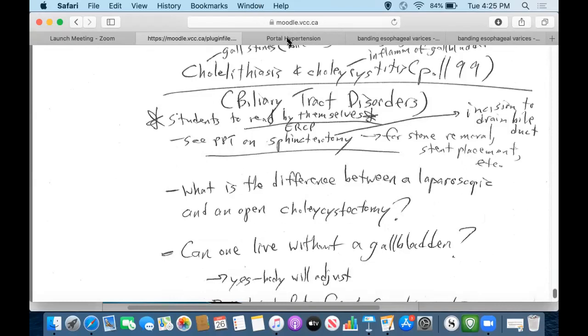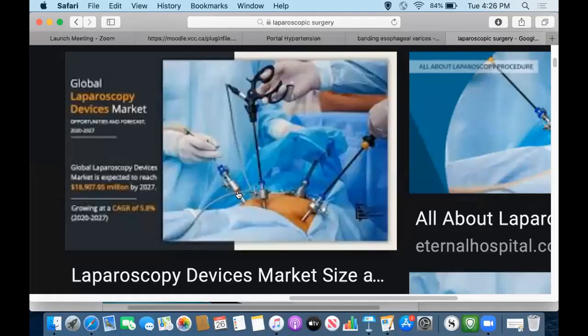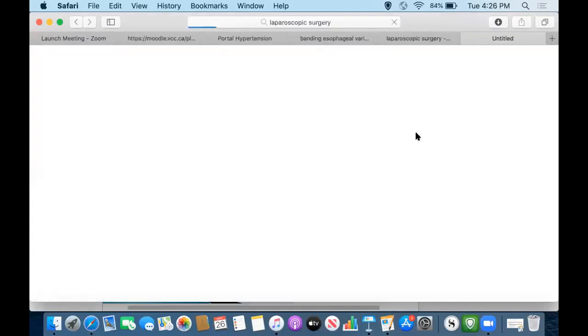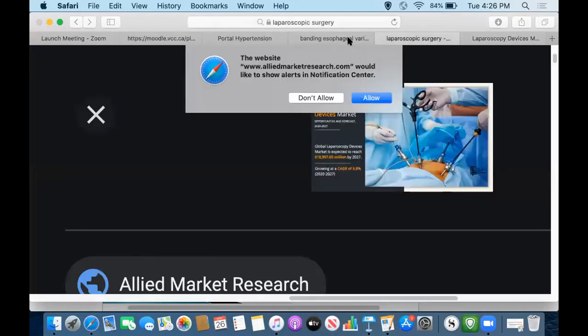Let's take a look at laparoscopic surgery just real quick here. So here you're seeing an example of laparoscopic surgery. Now in this example, they're using 4 devices. Many times you'll see 3 being used. Let me just try and get a zoom on that again.